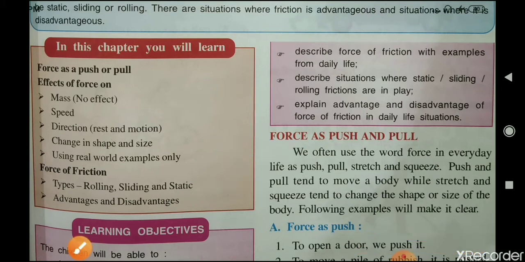While stretch and squeeze tend to change the shape or size of the body. If you stretch a rubber band or you squeeze a toothpaste tube, in both the cases the shape and size of the object is changed. So while you apply the force in the form of stretch or squeeze, the shape or the size of the body is changed.